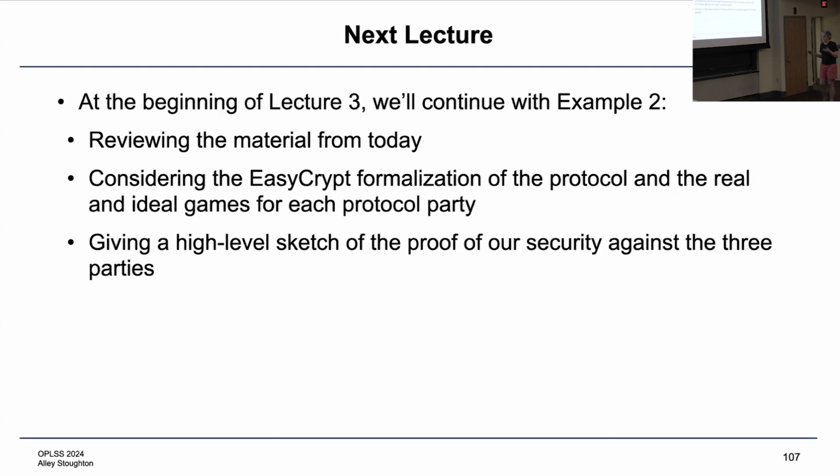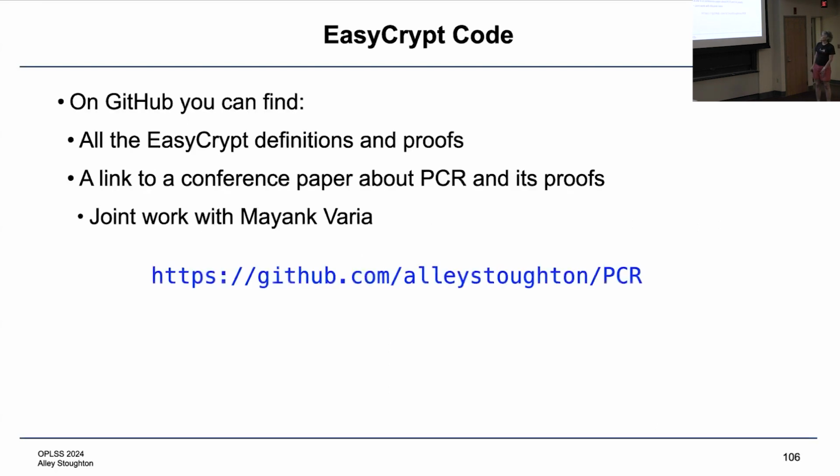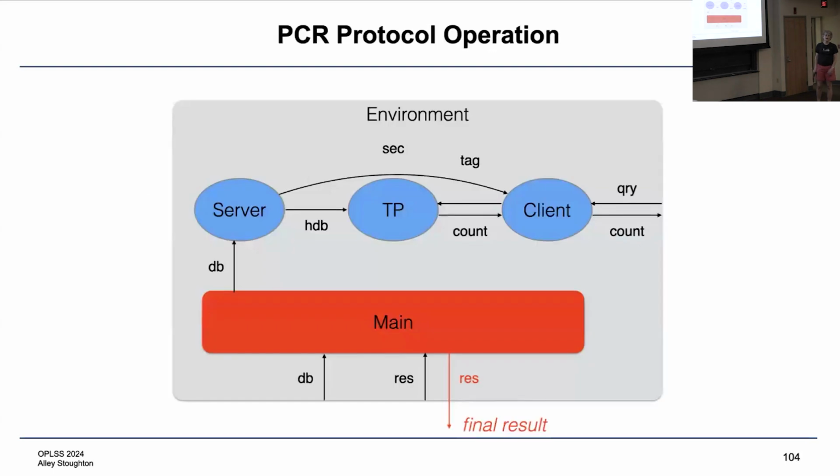And so in answer to a question from before, if I go back to the picture, we're actually going to have 3 pairs of real and ideal games. One for the server, one for the third party, one for the client. The real games are going to be specializations of the protocol, but instead of the environment, we're going to have a notion of an adversary, and we're going to let the adversary see everything that happens inside the execution of the party that we're talking about.